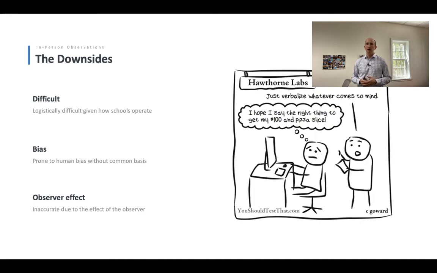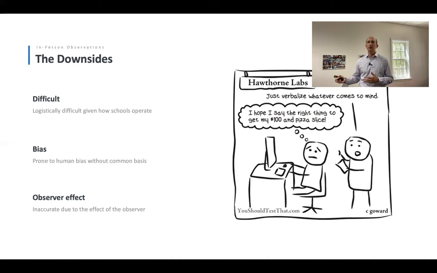The second downside is the bias that the observer might be bringing into the classroom, but more important, when they sit down with the teacher, there's not a common basis that they can discuss. There's the perception of the teacher of what they've experienced in the classroom, and there is the perception of the observer of what they've seen and what they perceived in the classroom. But when they sit down and meet, they don't have a common basis.